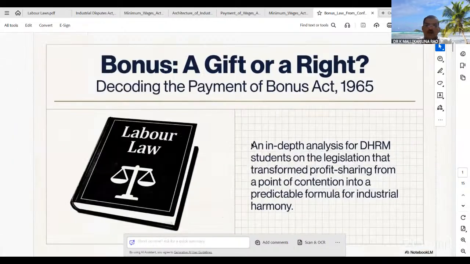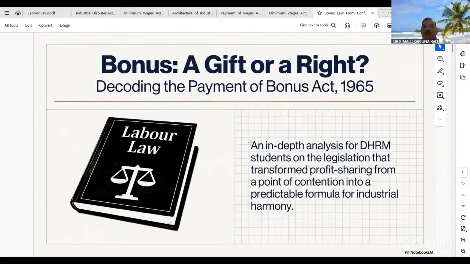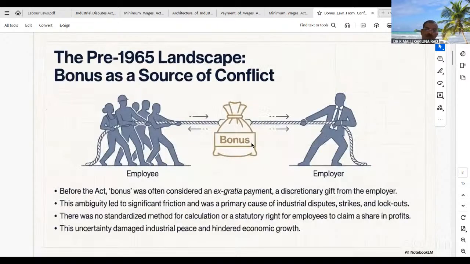Now we have one more act related to wages, and that is bonus. Bonus is a gift or a right. Decoding the Payment of Bonus Act 1965. Here, bonus is an additional payment to employees, based on performance and good productivity.